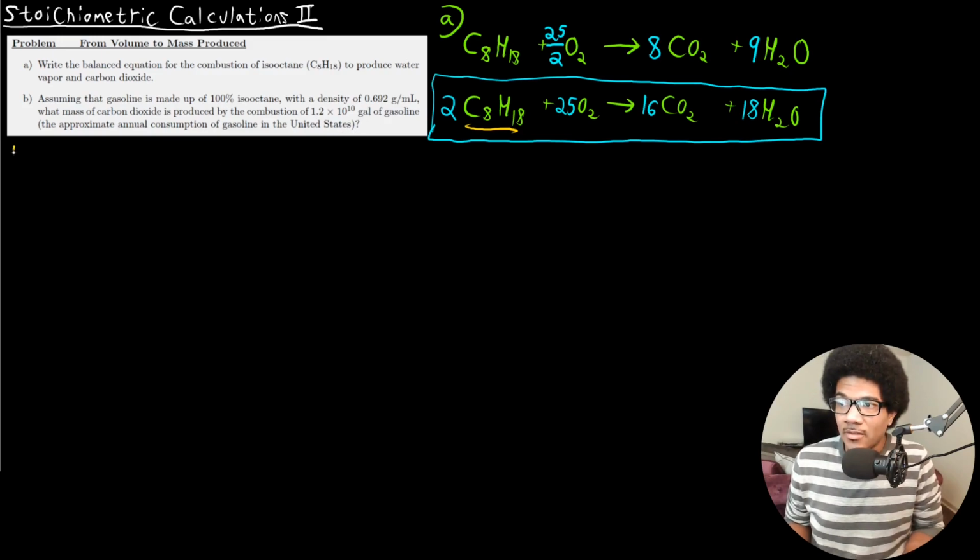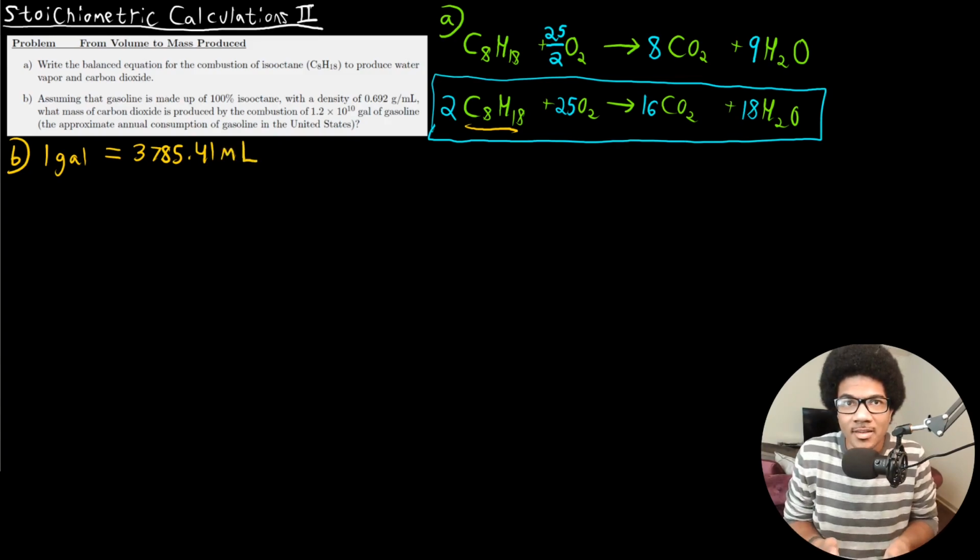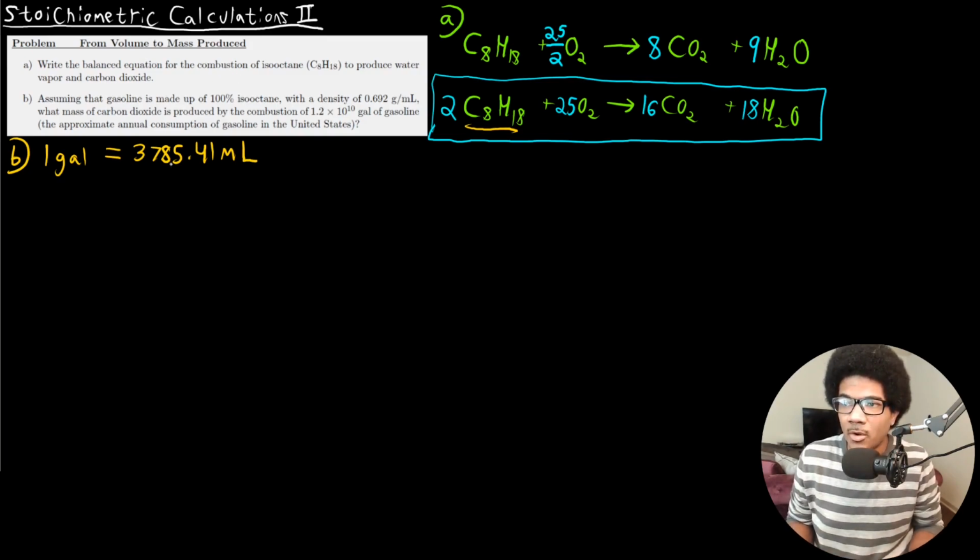So I'll go ahead and tell you that we'll need a conversion factor, right? So the conversion factor we'll need is from gallons to milliliters, right? So 1 gallon is 3,785.41 milliliters, right? So gallons is a volume, right? So you get something in gallons, that's the volume of a liquid, right? So we can convert that to milliliters using this conversion, right?